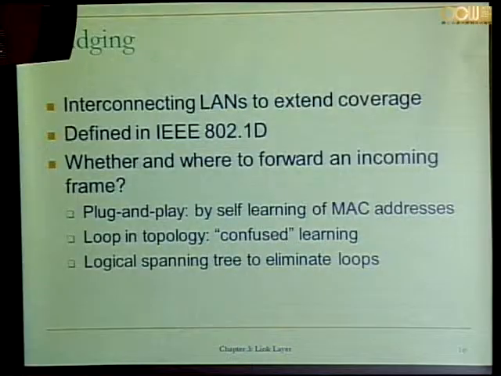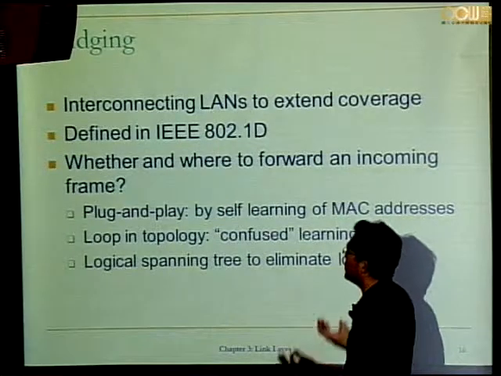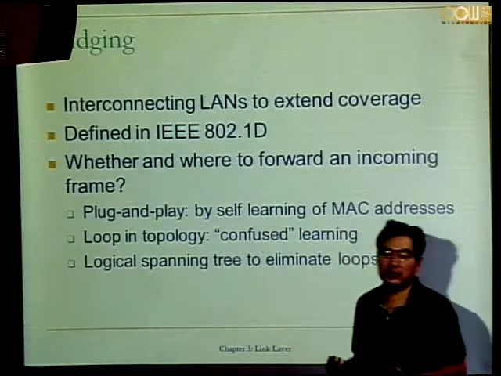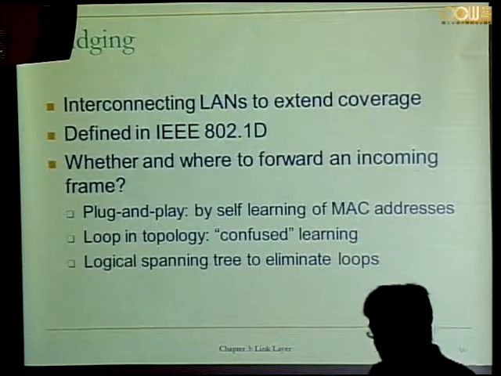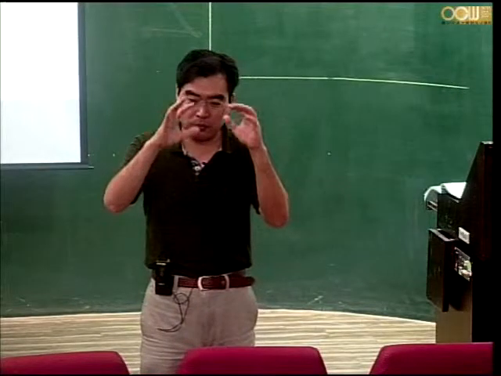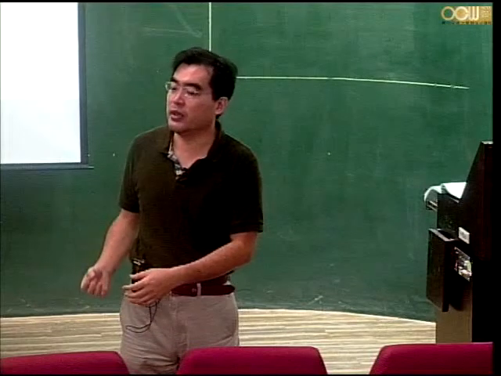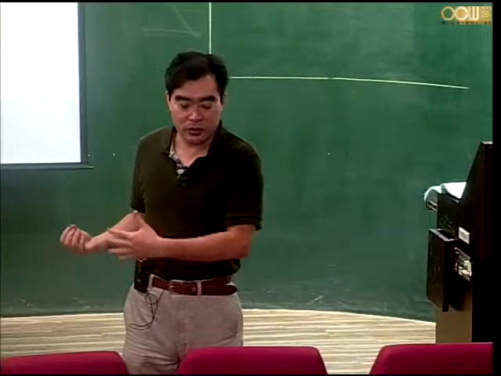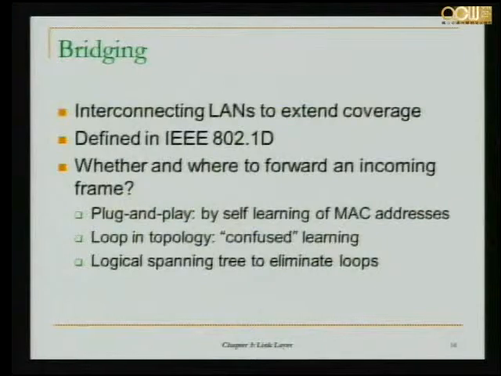And so the standard says that, in order to resolve the confusion, let's enforce a logical spanning tree to eliminate the loop. So they enforce a spanning tree protocol on the interconnected bridges, so that virtually there is no loop. It's a tree, and we know in a tree there's no loop, and if no loop, no confusion in self-learning. And we'll see that again in the section on bridging.